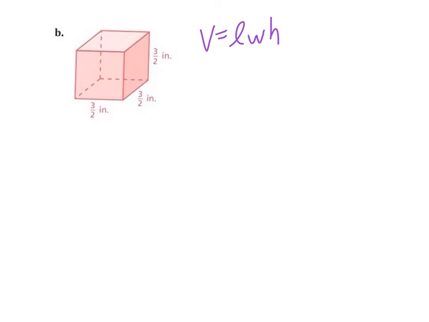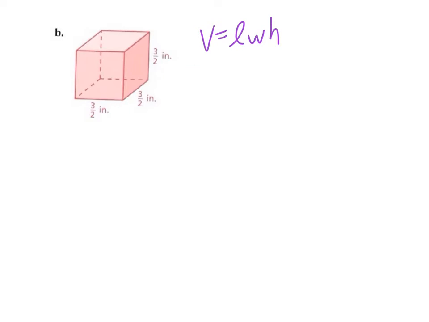For letter B, we're going to be finding the volume of this particular rectangular prism. This one, you might notice, is actually a little different because all of the measurements are equal. So what that actually makes this is a cube when everything is equal. But we can still use the same formula if we want, because it's still a special type of rectangular prism.